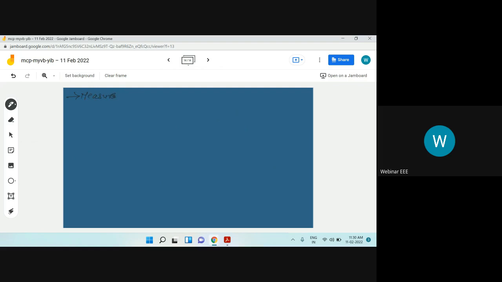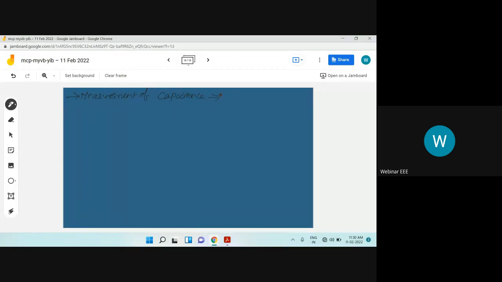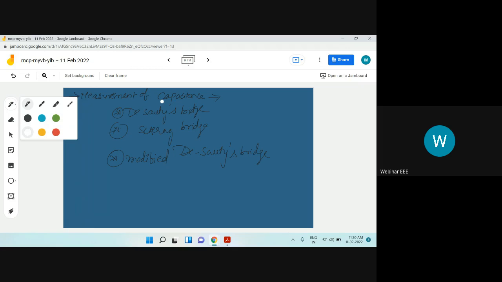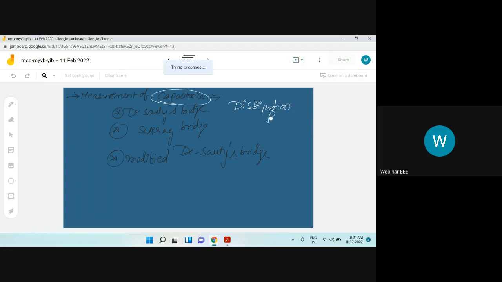Up to now we have seen various bridges. To measure capacitance, we have various bridges like De Sauty's bridge. The first bridge is De Sauty's bridge, and the next one is Schering bridge. These are the two bridges that we are going to use under measurement of capacitance. And one more bridge is also there, that is the modified De Sauty's bridge. These are the three bridges that we are going to learn for the measurement of capacitance. In inductance we have seen a term called quality factor, whereas coming to capacitance we are going to see a factor called dissipation factor. How much energy has been dissipated.